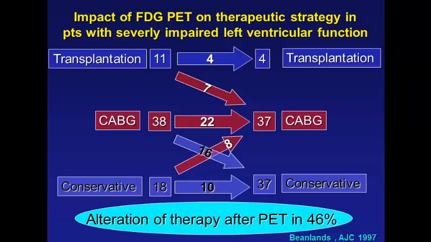They looked at how many patients would change treatment strategy if you use FDG, and they took those on a transplantation track, on a bypass track, and on a conservative treatment track. They realized that in 46% of the patients, the treatment strategy changed after doing a PET scan.